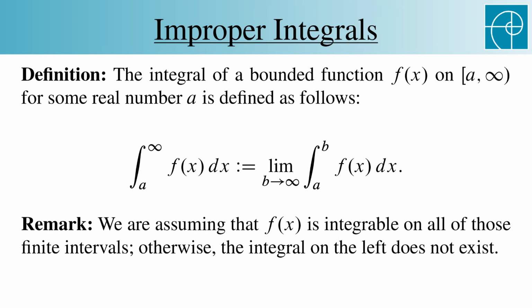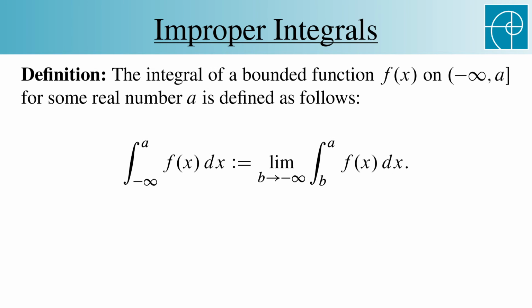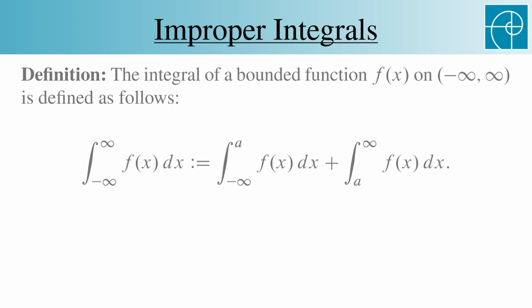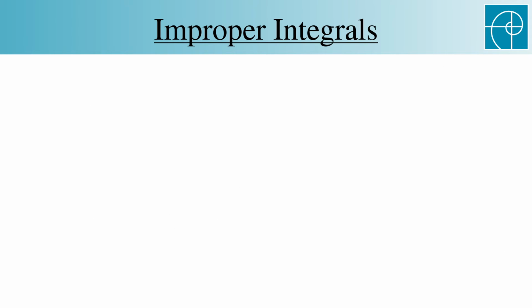Note that we're assuming that f(x) is integrable on all of those finite intervals, otherwise the integral on the left doesn't exist. Similarly, we define the integral from negative infinity to a to be this limit. Finally, we define the integral from negative infinity to infinity to be the sum of these two integrals. Note that this exists only when both of the integrals on the right exist. Also note that we can choose a in this case to be anything we want, preferably something convenient.